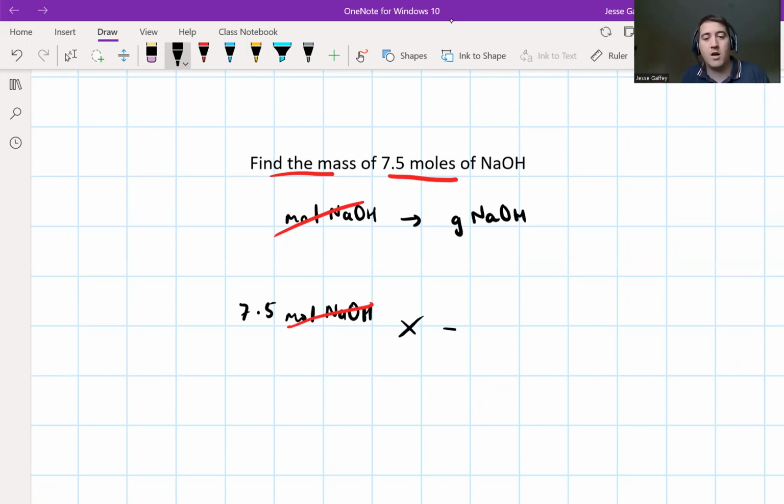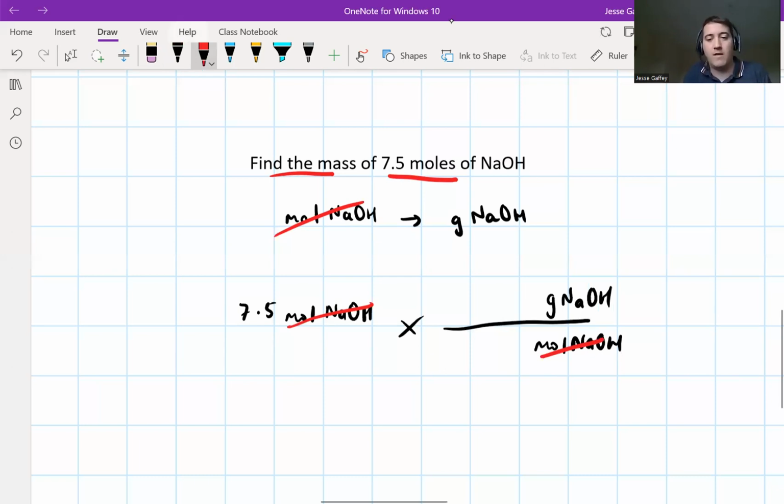Okay, what you should have done is set up your conversion, and you should have put moles of NaOH on the bottom. What do we put on the top then? That's grams of NaOH. We cancel out the moles of NaOH, they're gone. But we know that for every 1 mole of NaOH, we have a certain amount of grams. So this is our molar mass expressed in grams. Work this out using your periodic table now.